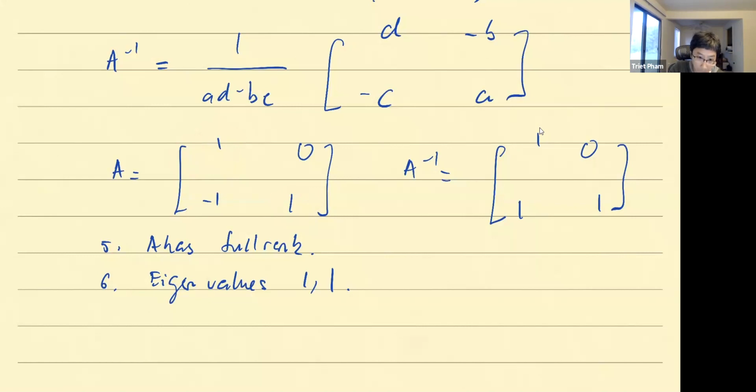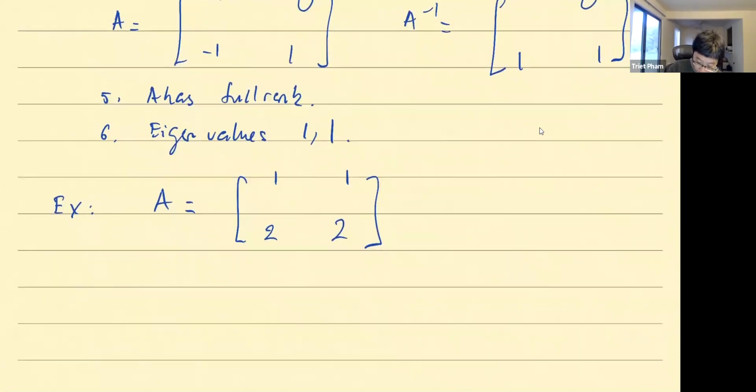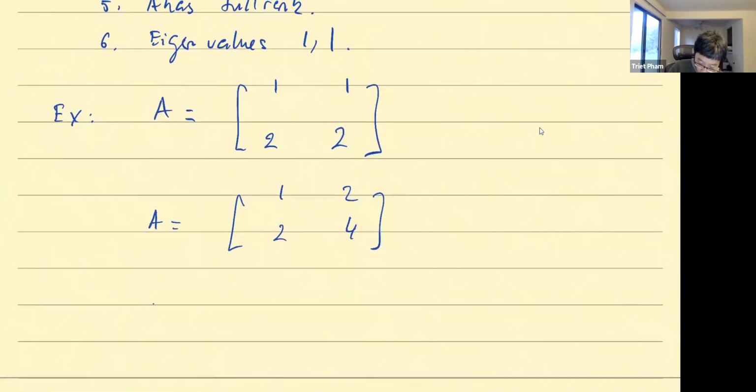Question? Any other question? So an example where this will be violated would be something like 1, 1, 2, 2. Or, you know, we'll talk about that soon. Or 1, 2, 2, 4, or 0, 0, 1, 2. Any of these will violate what we said above.